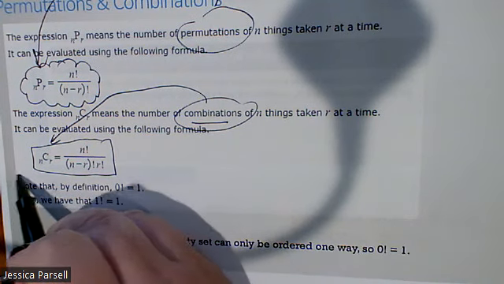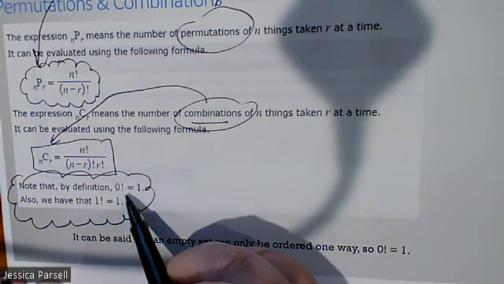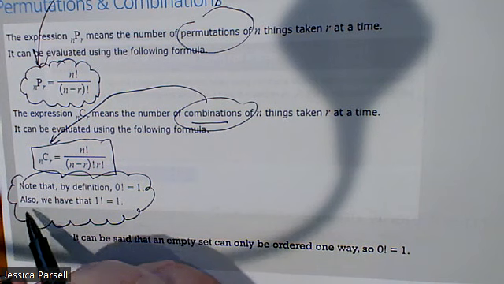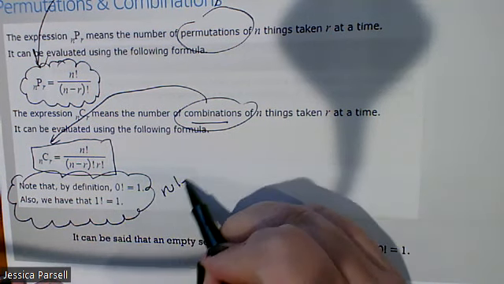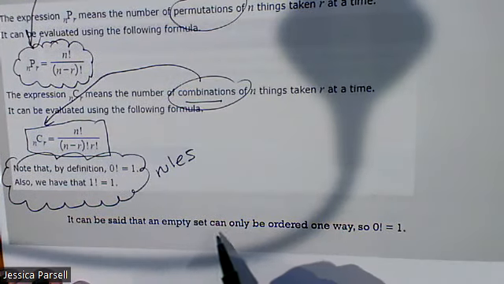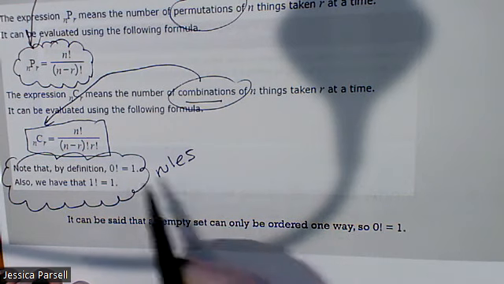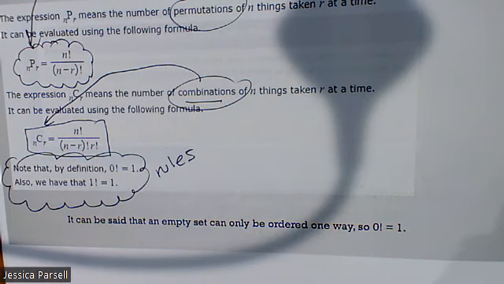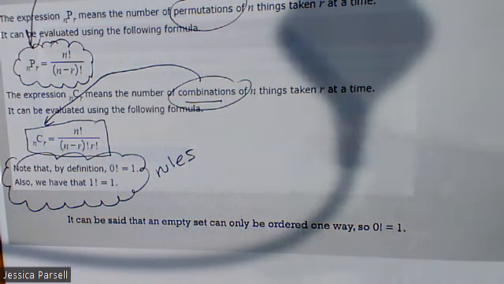Okay, something else to put in your notes is that by definition, 0 factorial is just 1. Also, we know that 1 factorial is equal to 1. So these are just rules that we have to live by. So it can be said that an empty set can only be ordered one way. So that's why 0 factorial just becomes 1. That's the explanation for that weird little rule there. Okay, you might be asking yourself, what's the big deal? What's a permutation? Why would we need a combination? So let's play around with this.